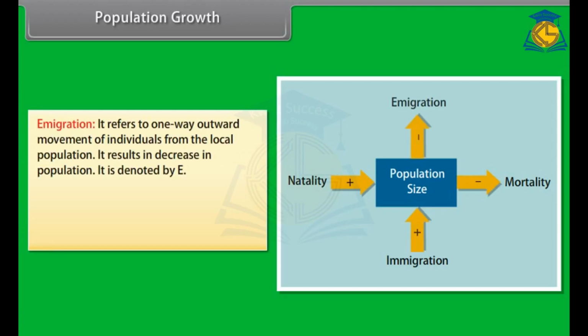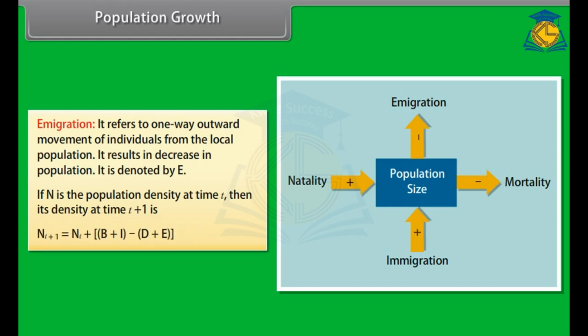Emigration. It refers to one-way outward movement of individuals from the local population. It results in decrease in population. It is denoted by E. If n is the population density at time t, then its density at time t plus 1 is n(t+1), which equals nt plus b plus I minus d plus E.